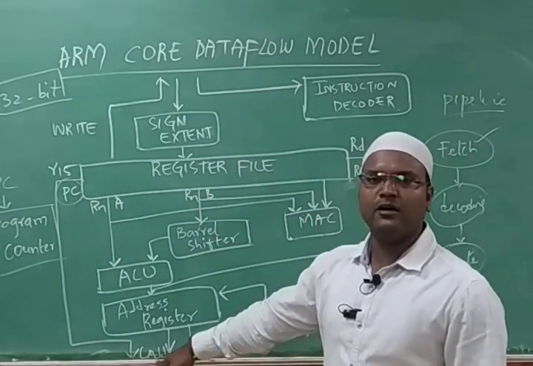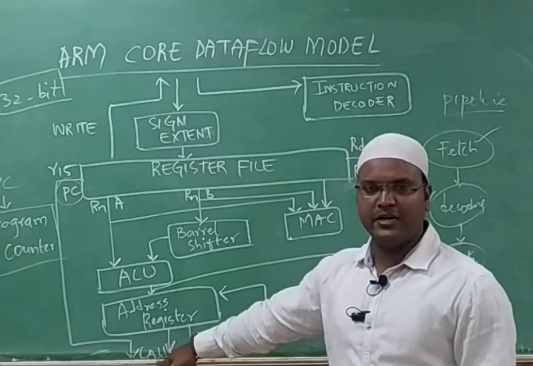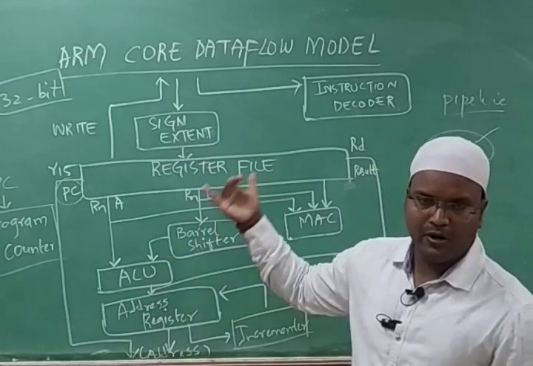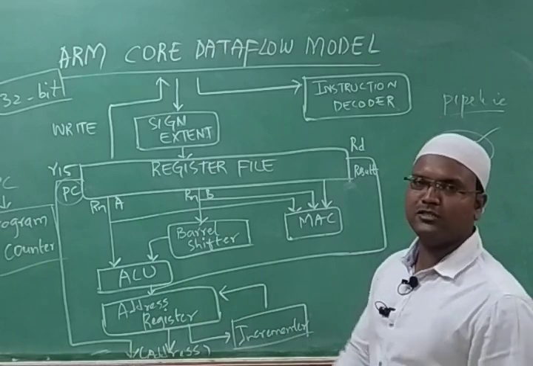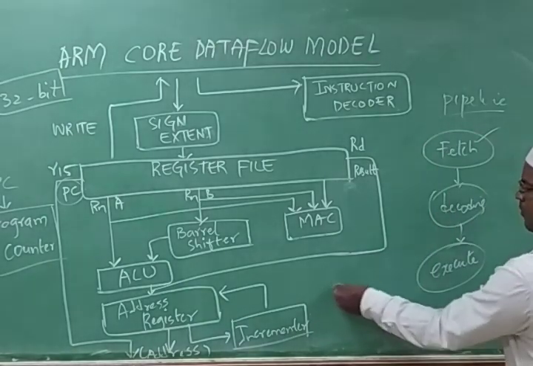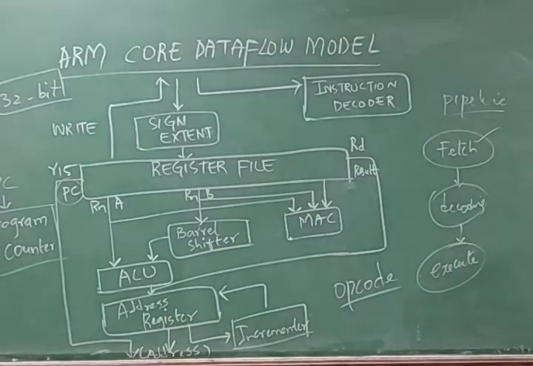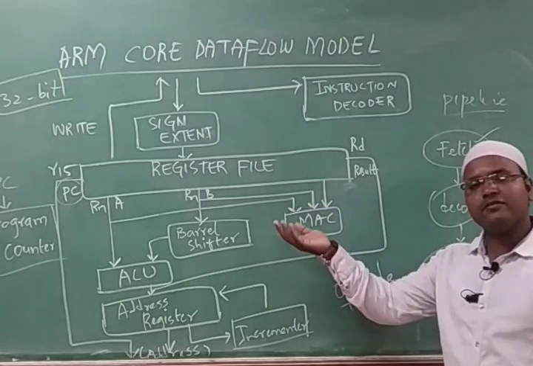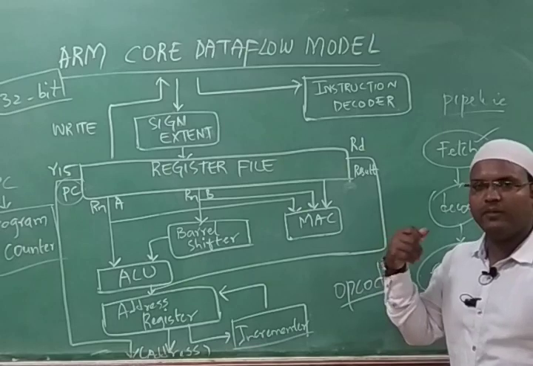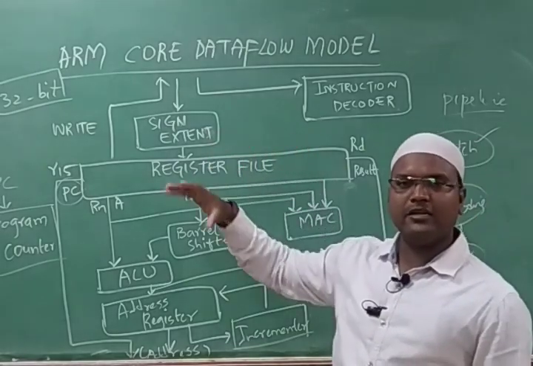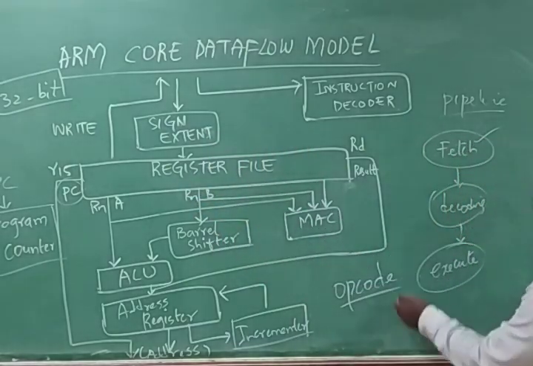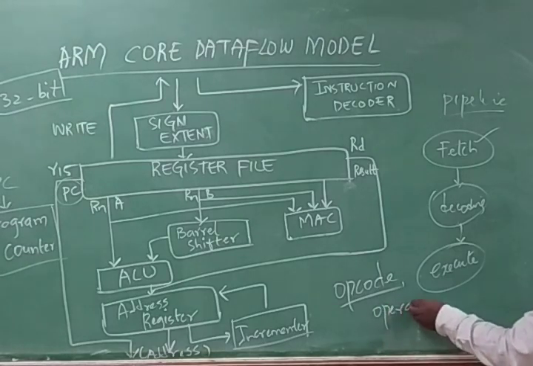It is going to check what the source and destination address is, and how the opcode and operand are going to work. What does opcode mean? Opcode is the operation code. Whatever ABC you write, that A has a default code defined by the ARM processor. So that is the opcode. Operand means what data you are passing to it.